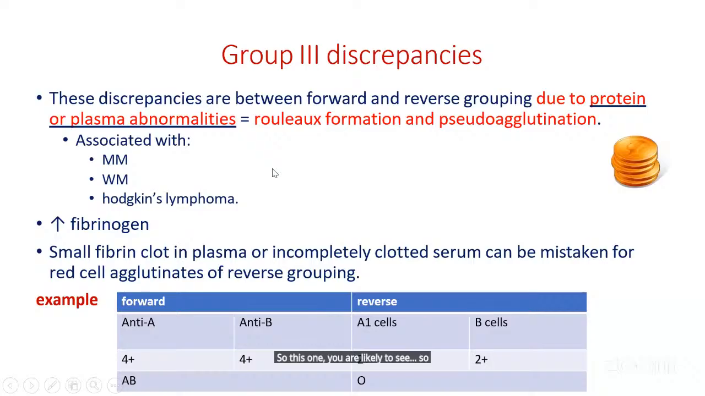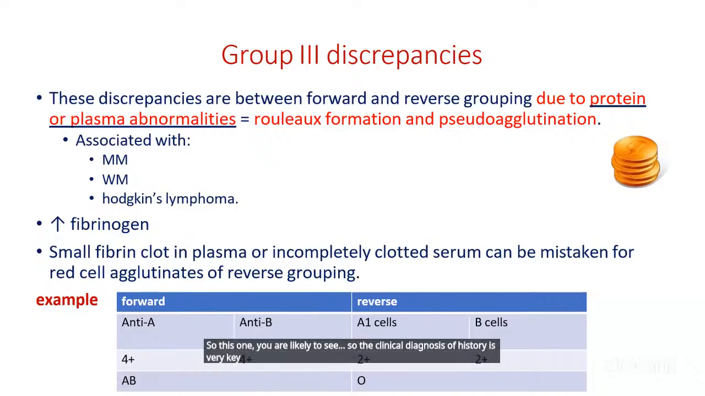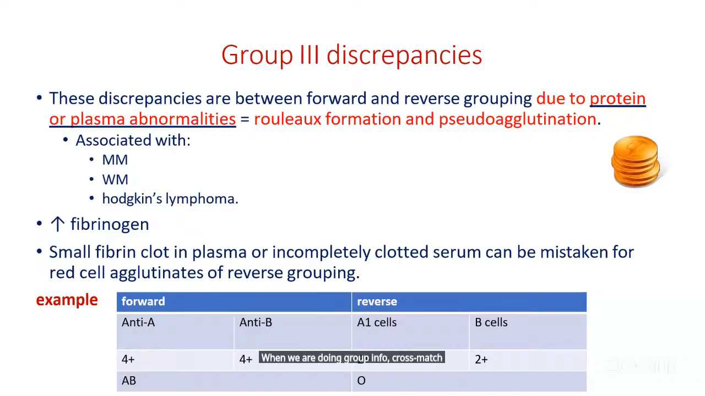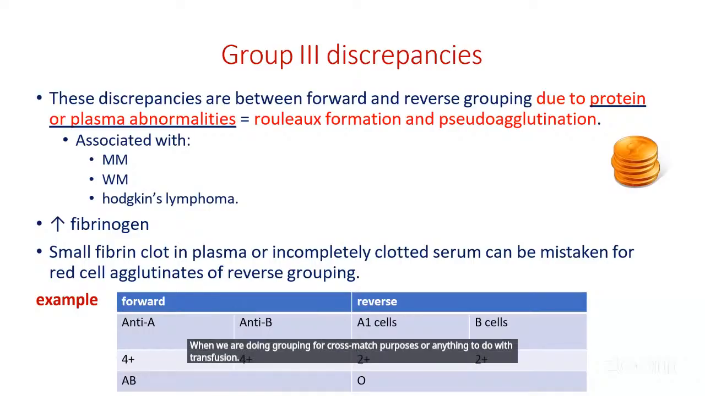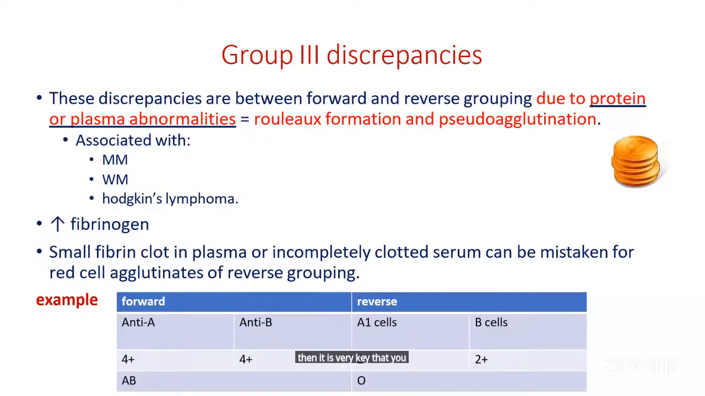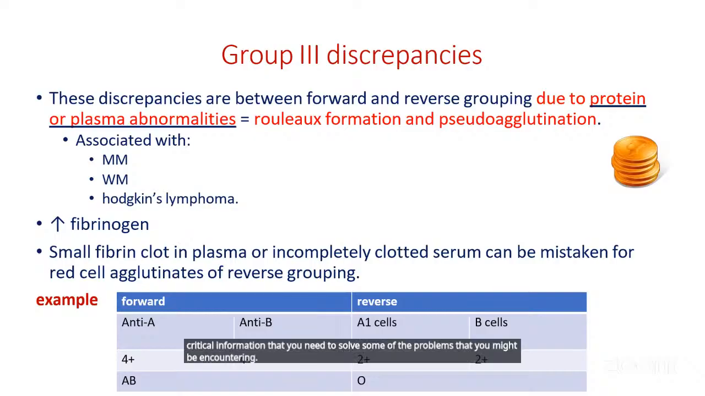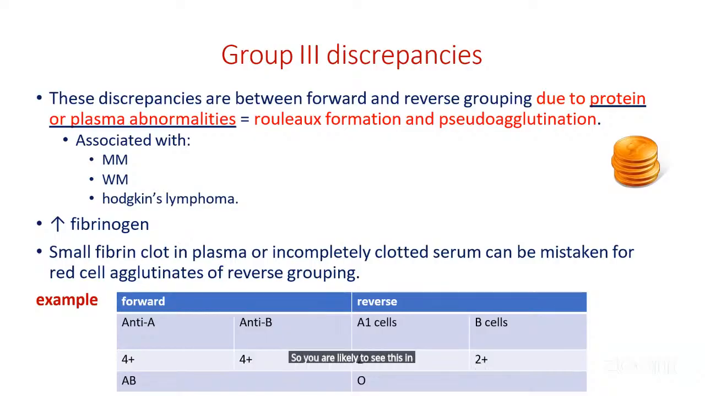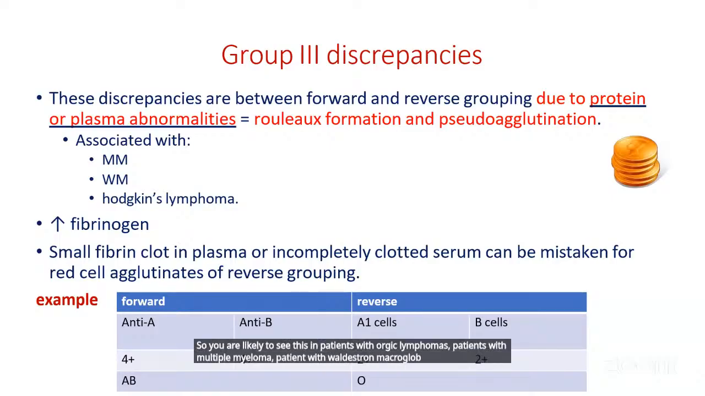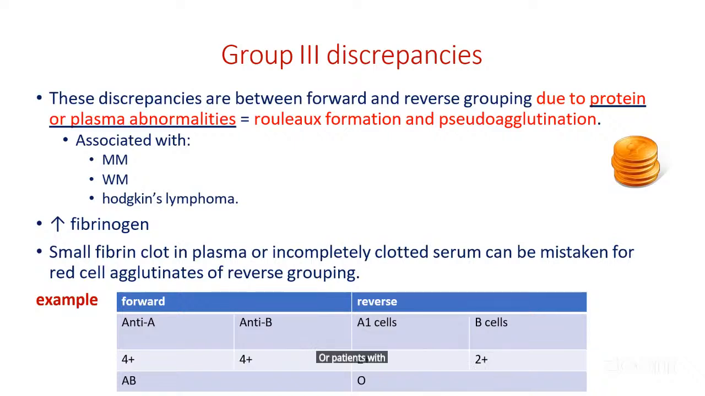The clinical diagnosis and history is very key, especially when you are doing grouping for cross-match purposes or anything to do with transfusion, not routine grouping where somebody just wants to know their grouping. Then it is very key that you always look at the clinical history of the patient, because that will give you critical information to solve some of the problems you might be encountering. You are likely to see this in patients with Hodgkin lymphomas, multiple myeloma, Waldenstrom macroglobulinemia, or increased fibrinogen.